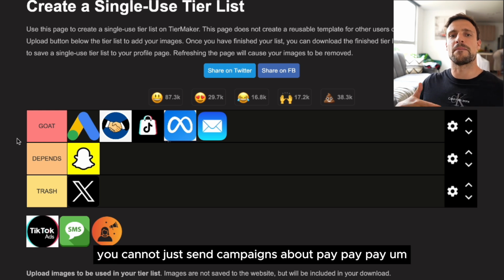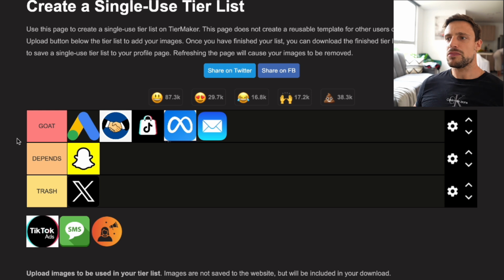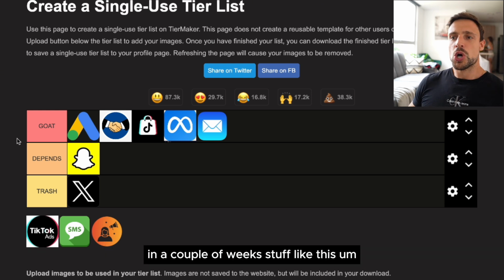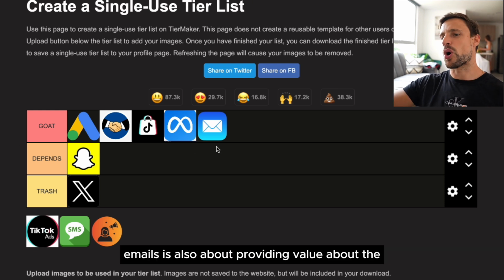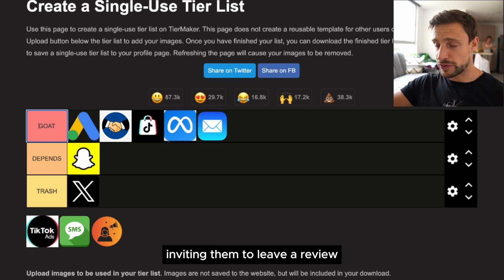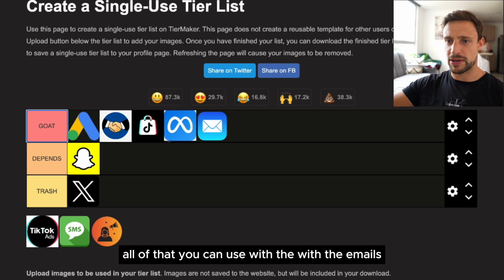You cannot just send campaigns about pay, pay, pay. You can educate those people. You can sensitize them about what's coming next in a couple of weeks, stuff like this. Don't be always about selling. Email is also about providing value about your brand, inviting them to leave a review, affiliate, and so on. All of that you can use with the emails.